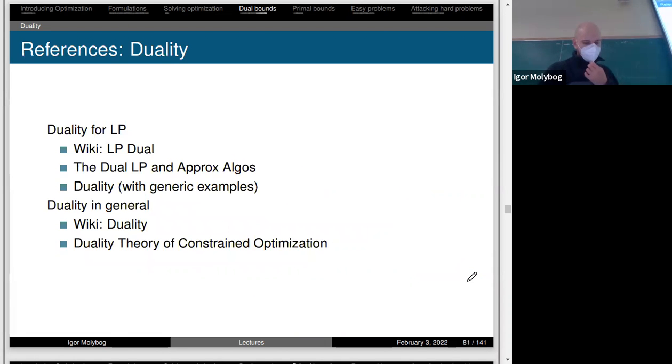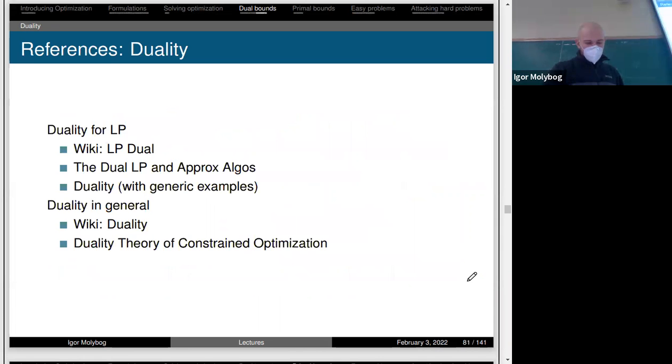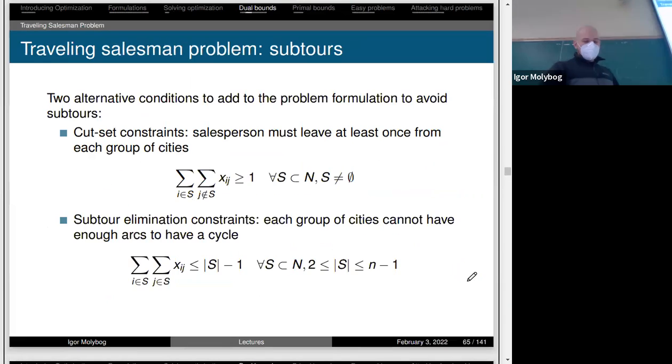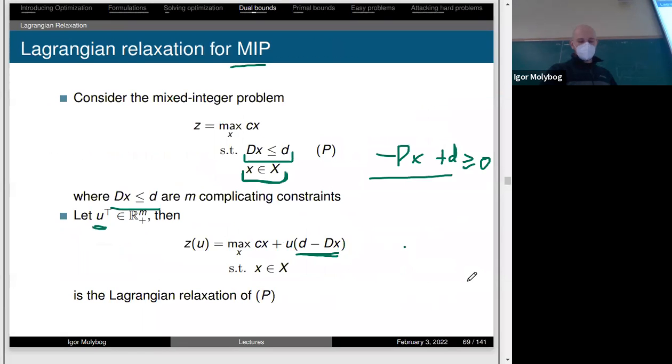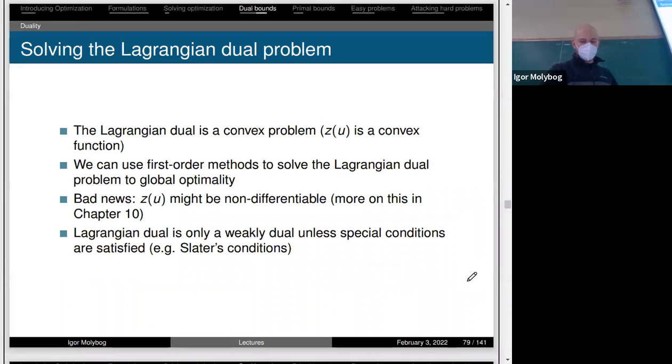There are some references regarding the duality theory that I put down in the lecture slides. What we're going to be doing next lecture is looking at the traveling salesman problem, how to put it down into code, how to make it work, and after that we will turn to primal bounds and see what is possible to do there when we are trying to obtain one.